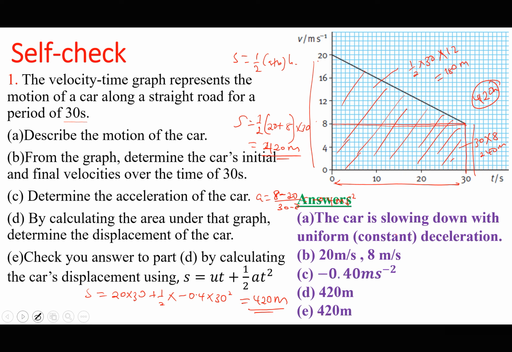The car is slowing down with uniform deceleration, that is constant deceleration. So initial and final velocity, the acceleration, I think those answers are correct.